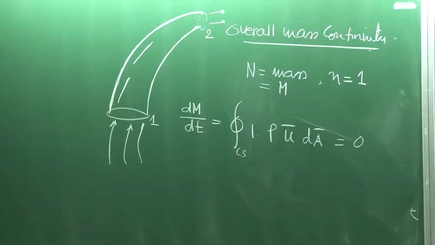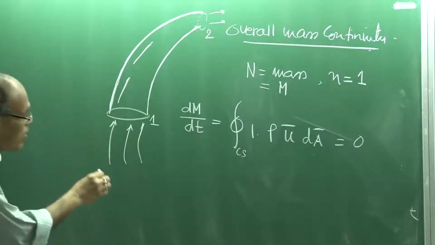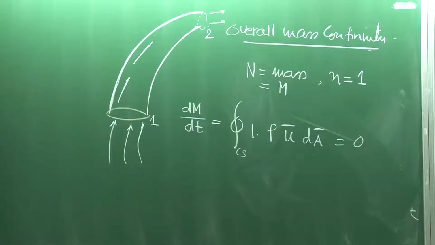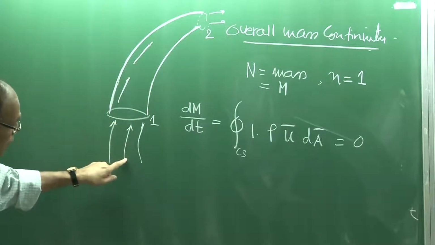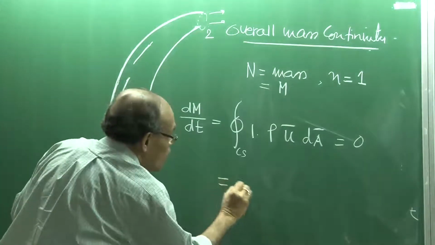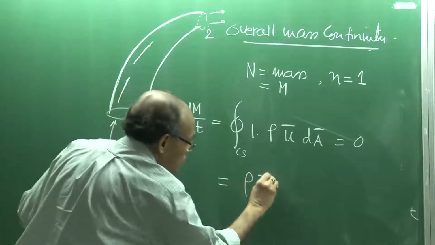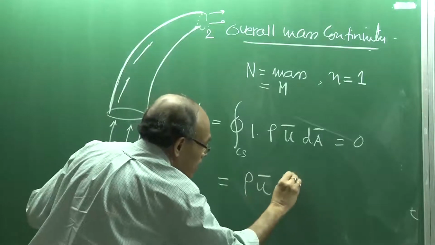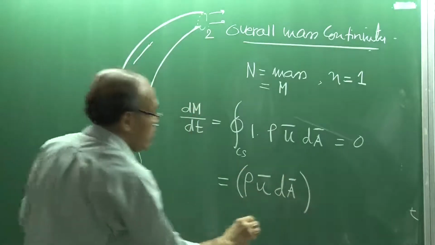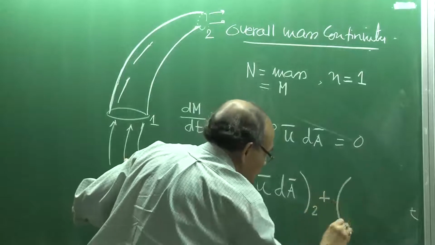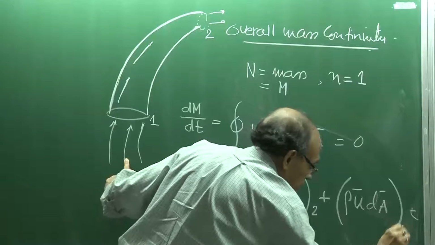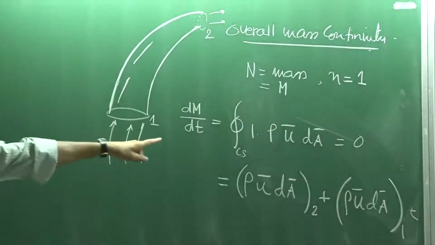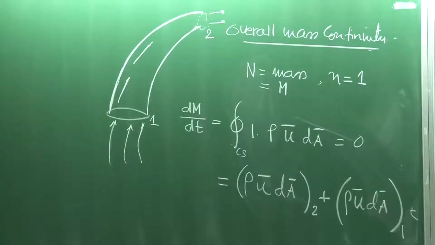Now, at the inflow, you can look at the flow velocity vector. If it is normal, in that case, if you expand this, it is basically going to be rho u vector dA vector evaluated at 2 plus rho u vector dA vector evaluated at 1. That is essentially the net flow out through the control volume, whatever is coming in and going out.